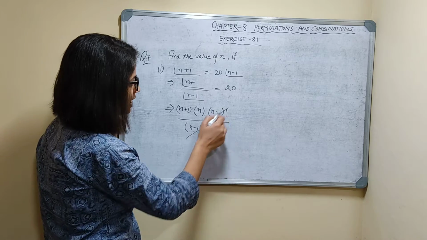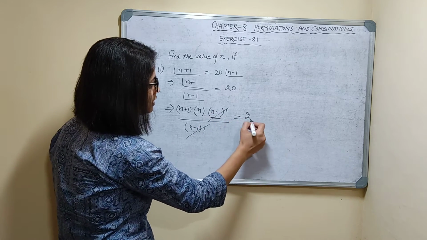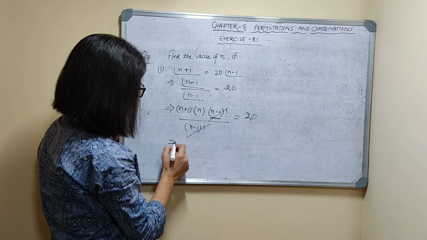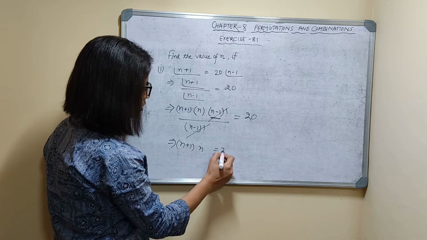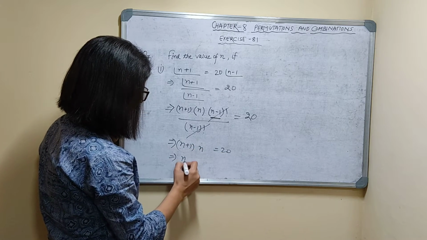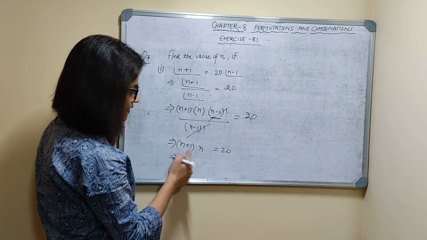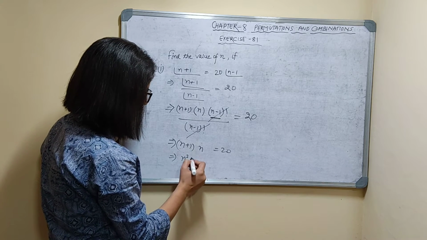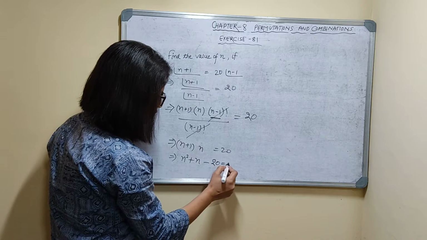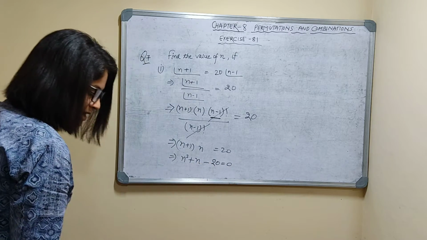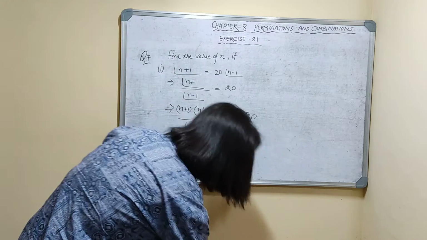(n-1) factorial, (n-1) factorial cancel, is equal to what? 20, it's given. So (n+1) into n is equal to 20. So I can write n into n is n square, plus n into 1, that is plus n, is equal to 20. It will be minus 20 is equal to 0. n square plus n minus 20 is equal to 0.